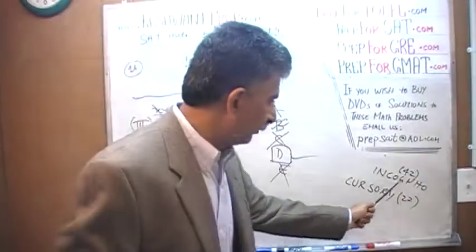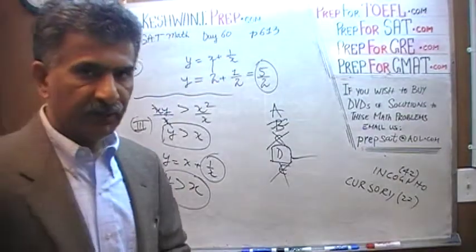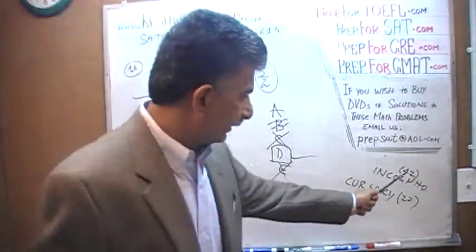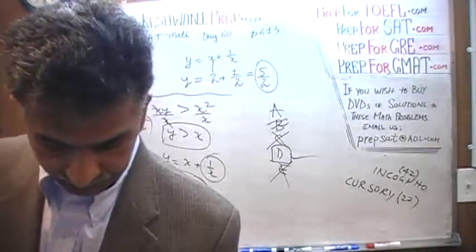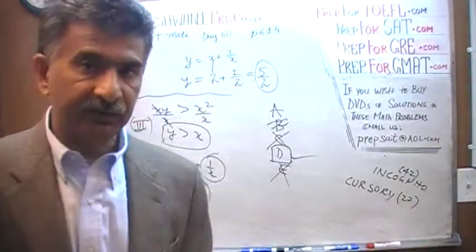Oh, the word incognito is still here. Incognito is the word that I just used, which means in disguise. We learned that word on day number 42 in our vocabulary lesson, incognito, in disguise. That's what statement number 3 says, in disguise.